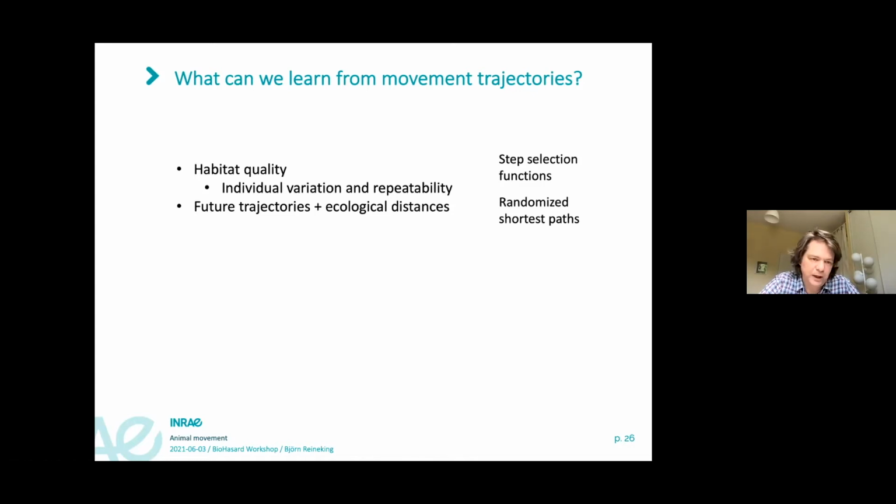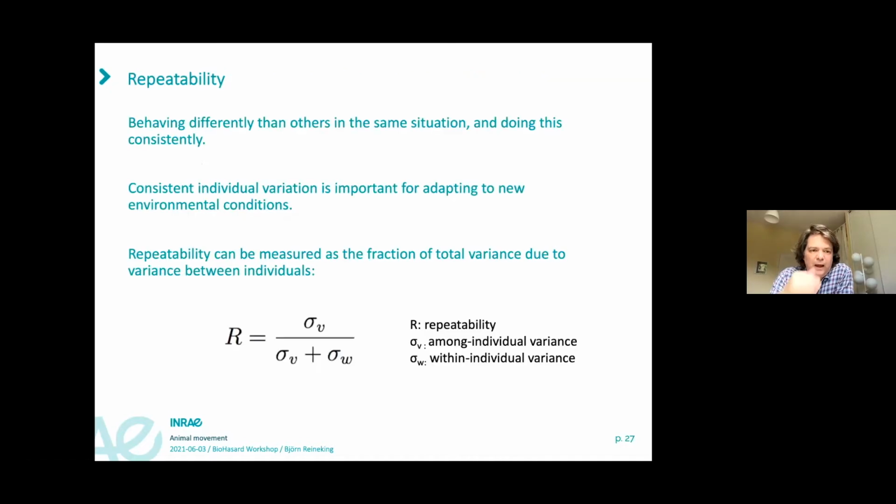This had been done, and what we were interested in with a PhD student of mine was to see whether we can not only quantify the variation between animals, between individuals, but also look at the variation in selection strength within a given individual. We were interested in that because we wanted to quantify what is called repeatability. Repeatability means that one behaves differently than others in the same situation, and that one does that consistently, so that the variation that the individual shows itself over time is less than the variation across individuals.